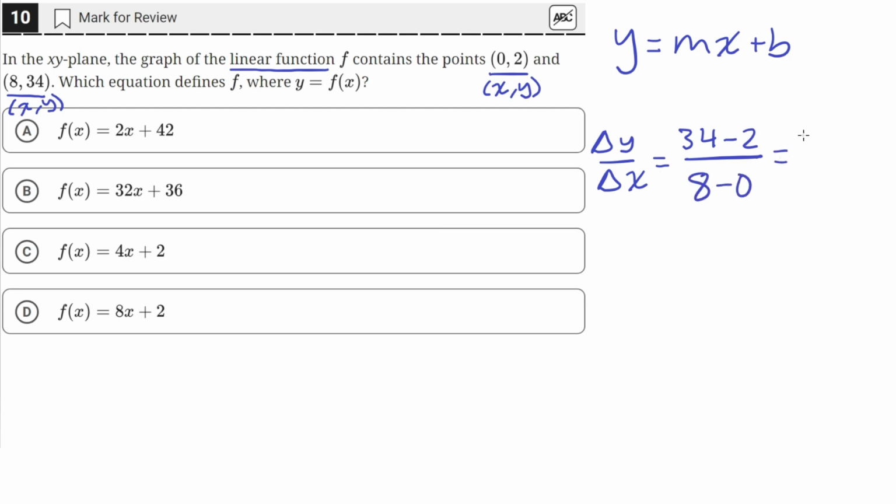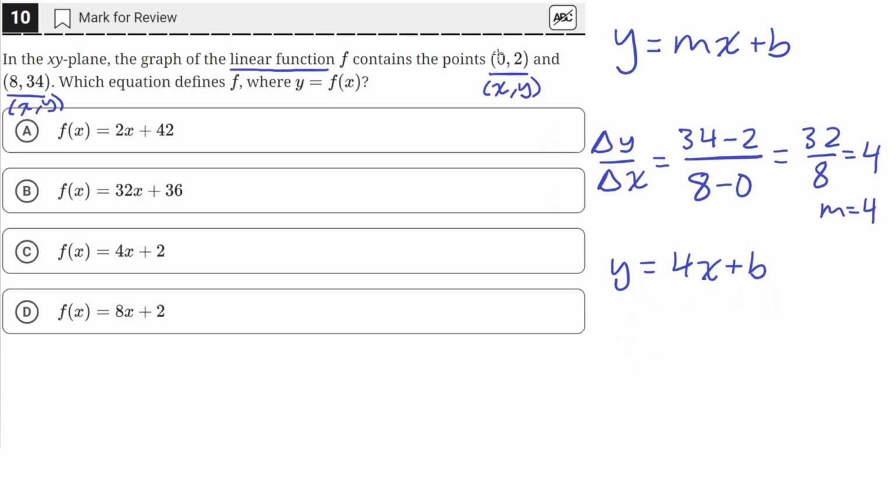So then this simplifies to 32 over 8, which is equal to 4. So the slope is equal to 4. And then the y-intercept, we can find that by plugging in one of the points back into our equation, using the value of 4 for the slope. So we have y equals 4x plus b, where x is the x-coordinate and the y is the y-coordinate, and then b is the y-intercept.